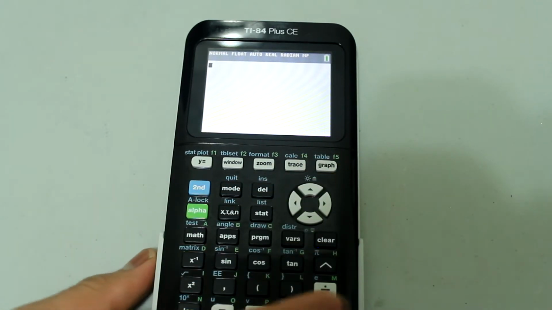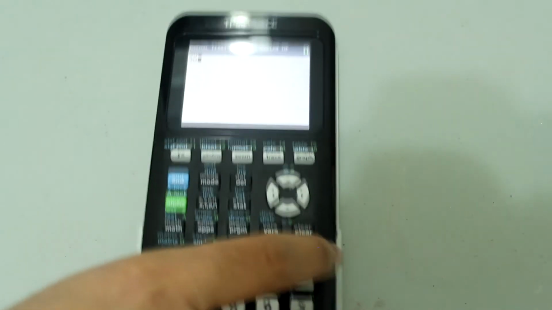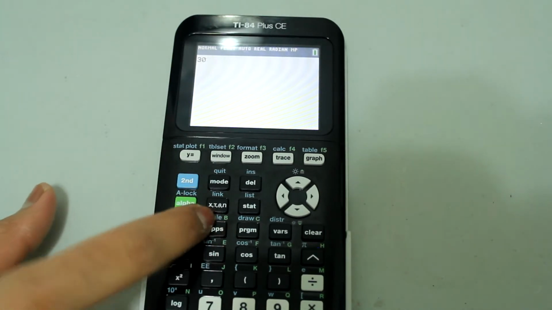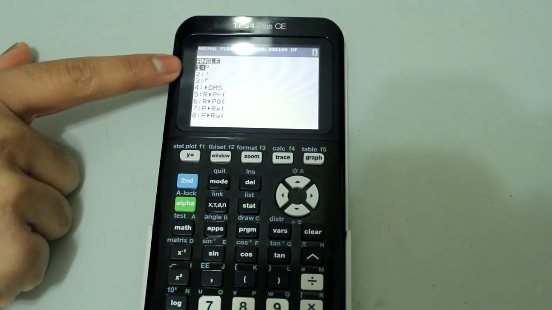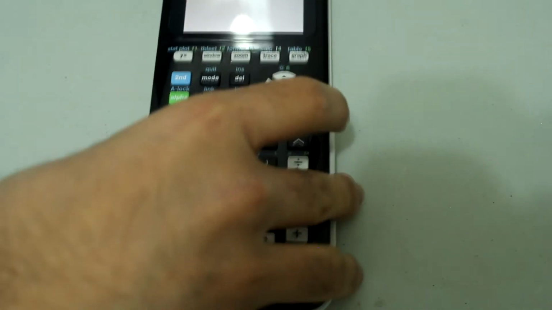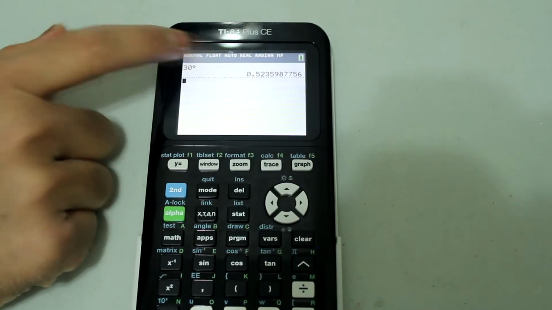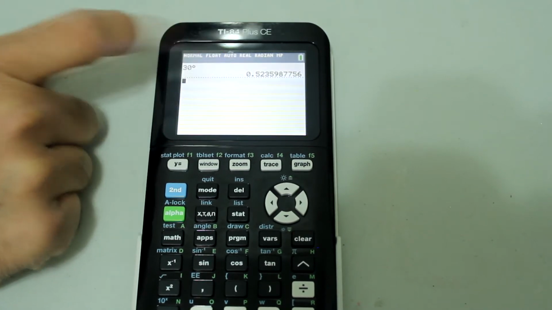Now let's say we want to convert 30 degrees to radians. So type in 30 on the number pad. Now press second and the apps button that chooses angle, and then we want to tell the calculator that our input is in degrees, so select the first option, that's degrees, and press enter. This shows up 30 degrees, and if you press enter one more time it gives you the radian answer. And we know that 30 degrees is pi over 6, and you can double check that this is pi over 6.